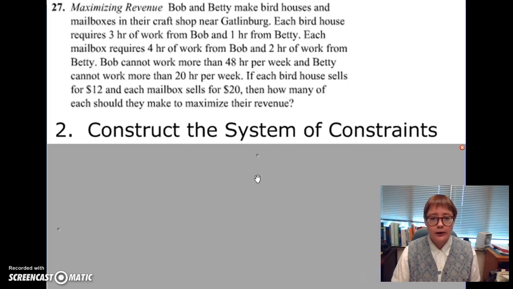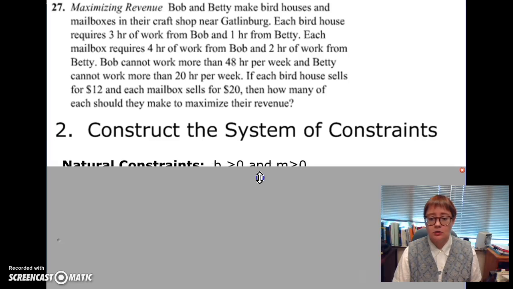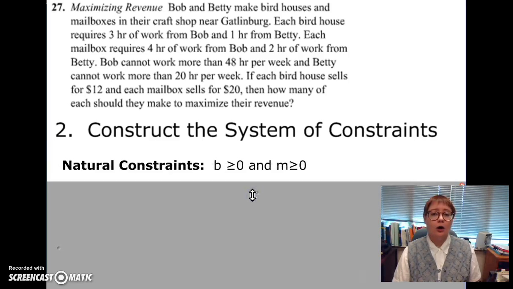We're constructing birdhouses and mailboxes, and in the real world there's a lower limit on how many of each of those we can make. We cannot make a negative number of birdhouses, and we cannot make a negative number of mailboxes. So B has to be bigger than or equal to 0, and M has to be bigger than or equal to 0. That's what we call our natural constraints.